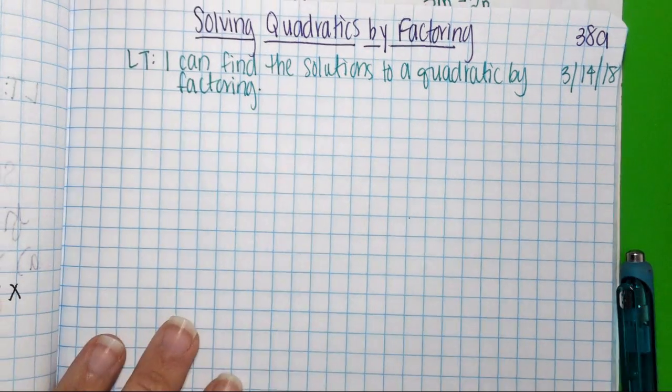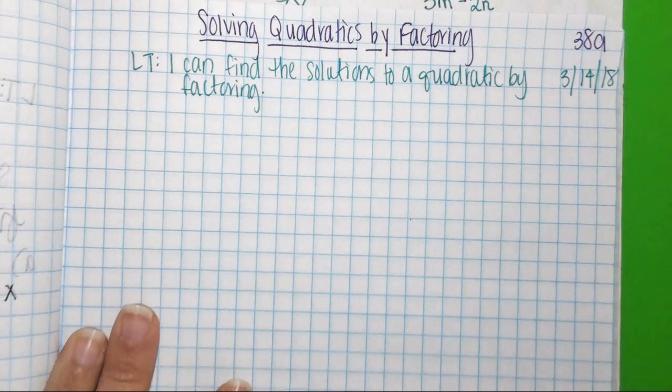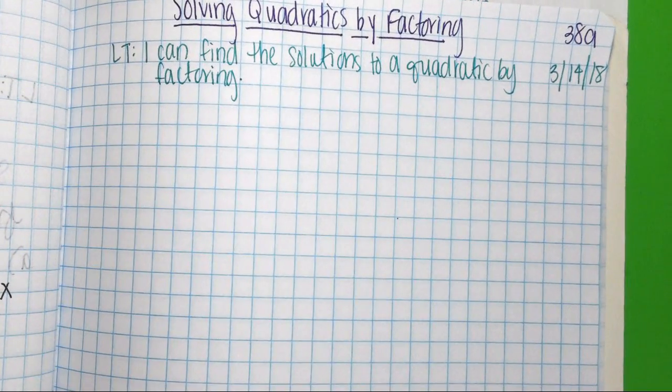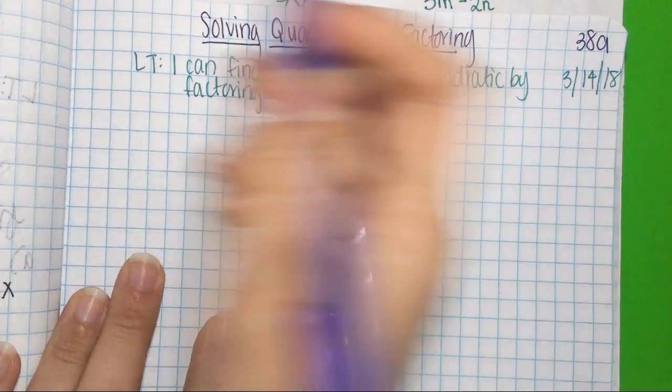We know we have to find where it crosses the x-axis, but today we're going to do it by factoring. And if we have enough time, then we're going to combine the two and make magic happen. Are you ready?